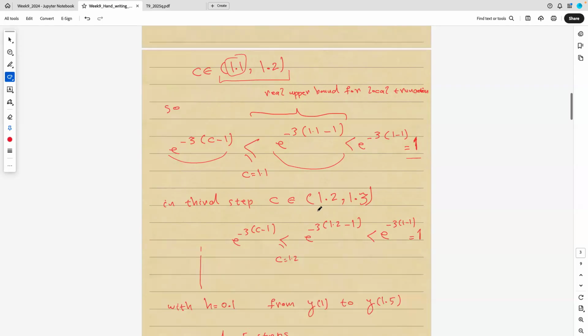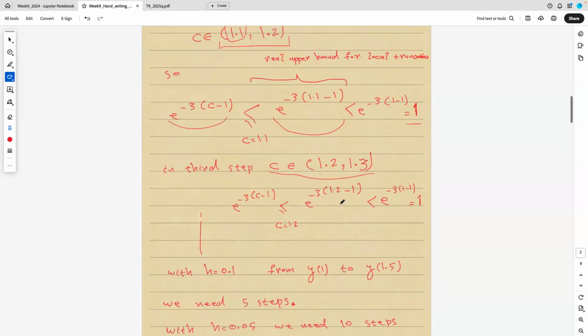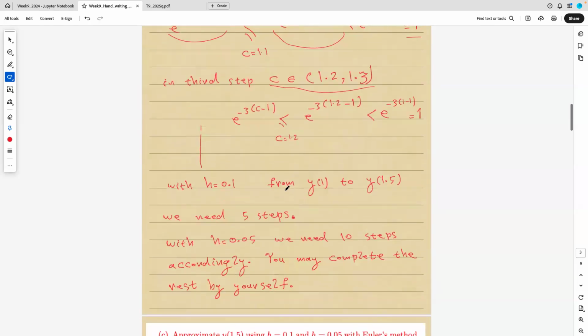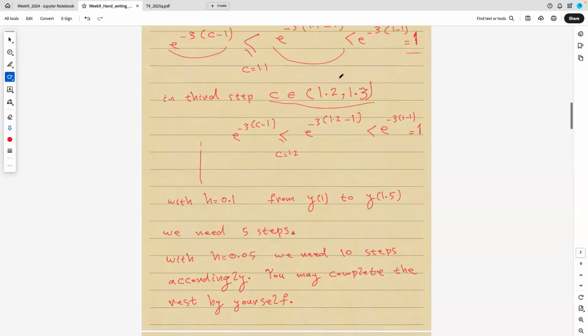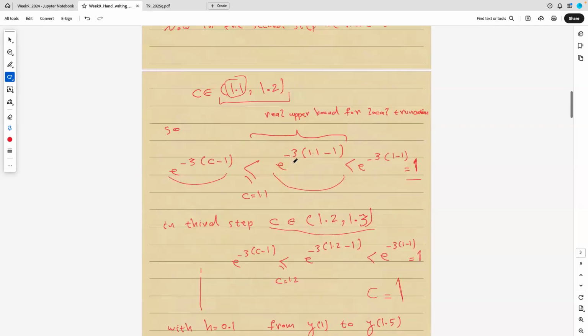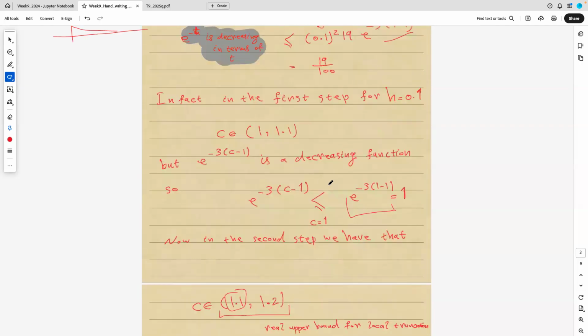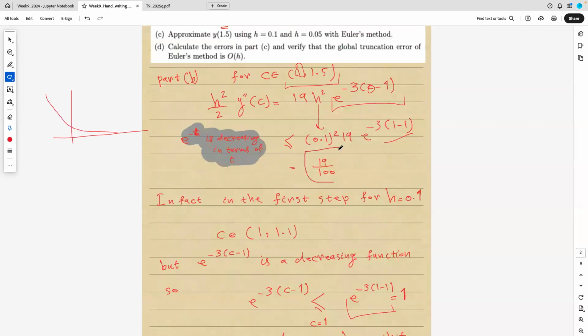So again, third step, this c belongs to this interval, and since we need five steps, we can still choose c equal 1.4 to get the upper bound, but it is okay if we choose c equal 1 still. Okay, so anyway, these are the extra explanations, and the last answer is this guy.